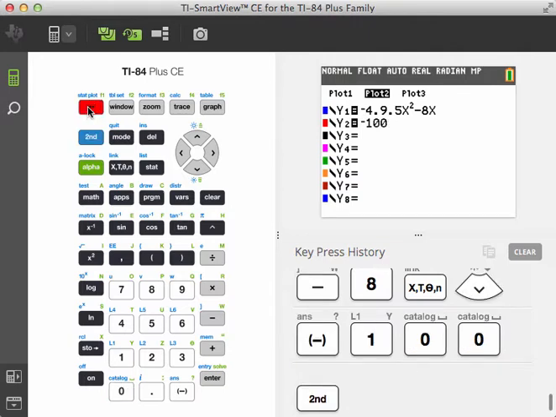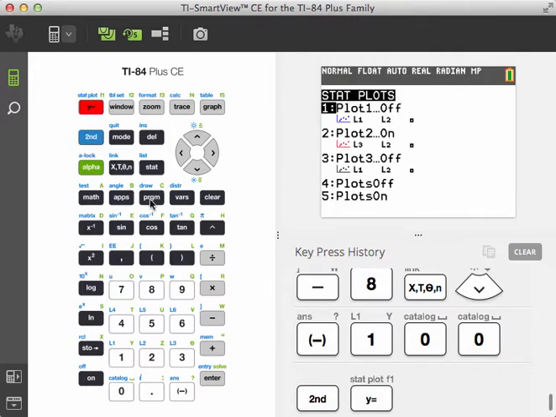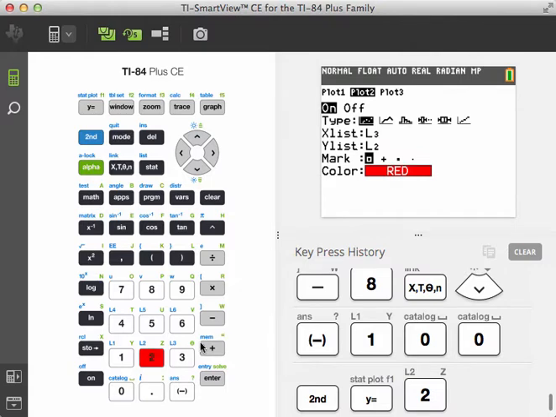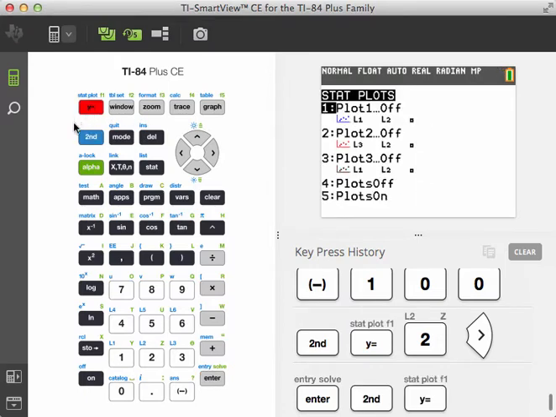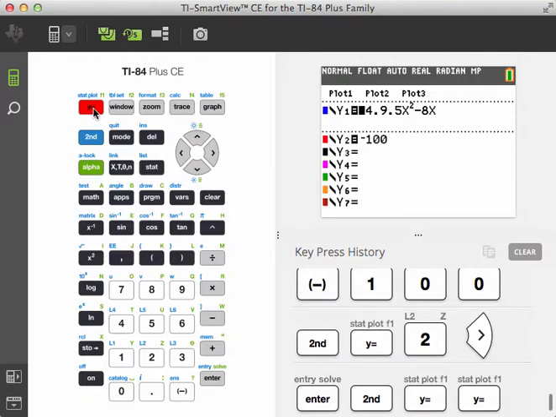And let me make sure my statistical plots are off. And they need to be off. And let me check that again, make sure. Okay, great. So now I go to y equals. Those are my functions. And now I'm going to make my graph.